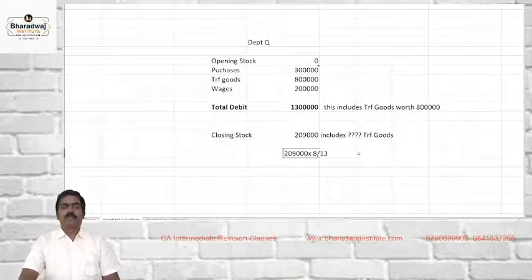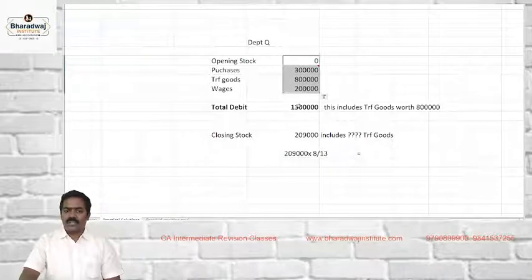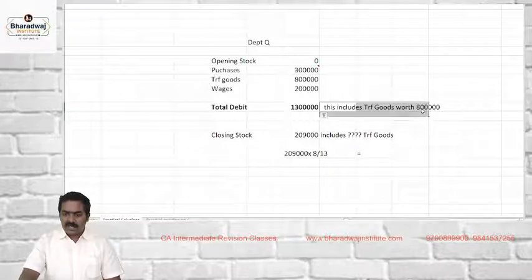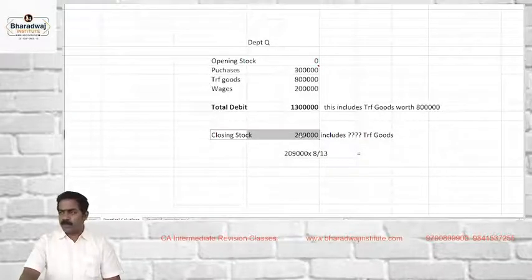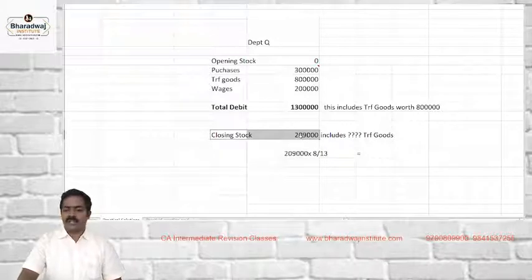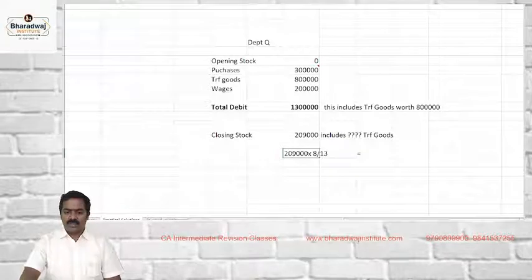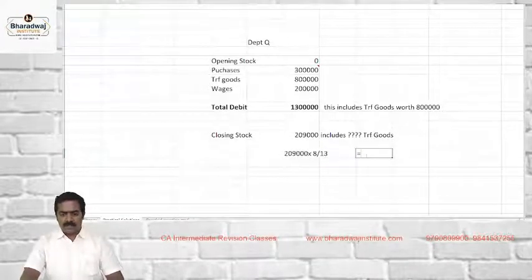Do you understand? I repeat. These are the debits done during the year. What is my total debit? 13 lakhs. This 13 lakhs includes 8 lakh worth of goods. So when we take the same proportion, the total closing stock 2 lakh 9,000 includes how much of transferred goods? So 2 lakh 9,000 into 8 by 13. When you apply, how much you get?